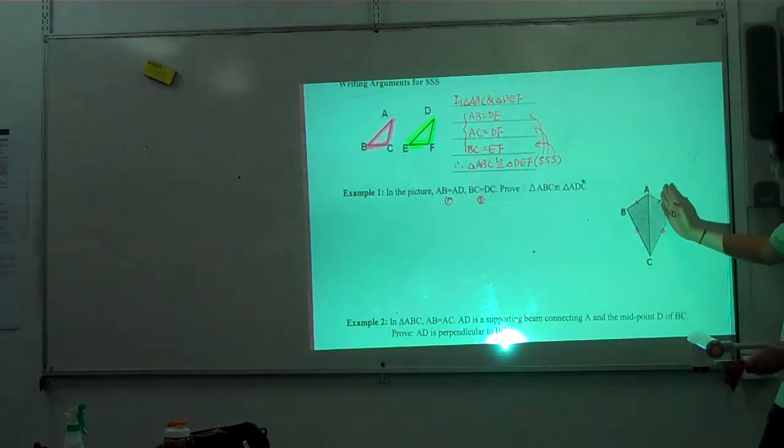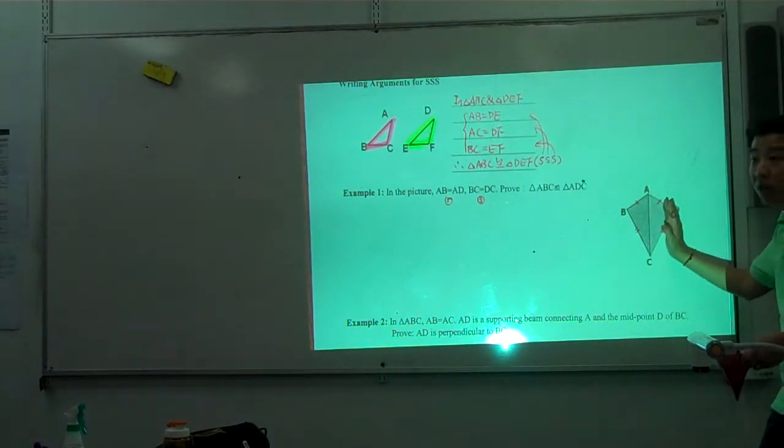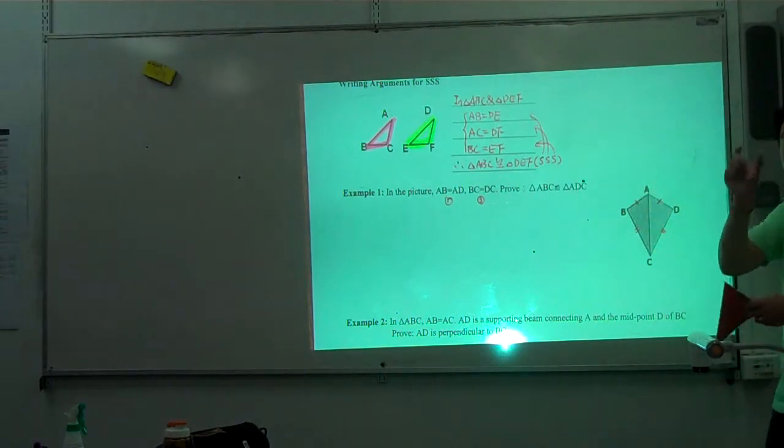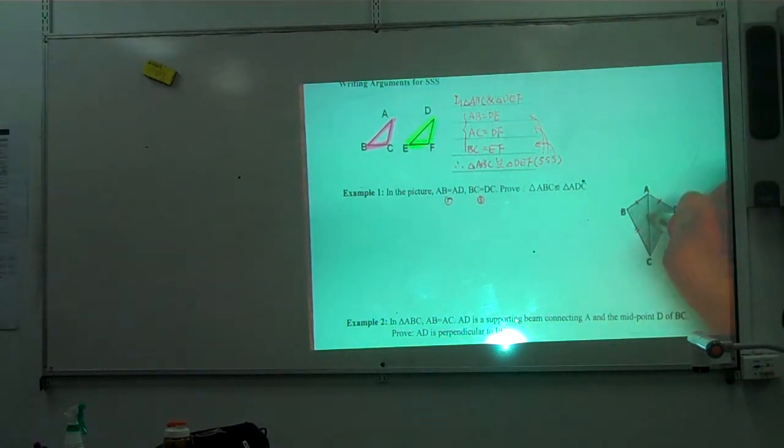When you talk about AC, these triangles share AC, and also these triangles share this AC. They have the same AC. Of course, AC equals AC. Common side. Alright, let's have a look at how we can write that. Now, we have to label this. 1, 2, 3. Okay, 1, 2, 3.